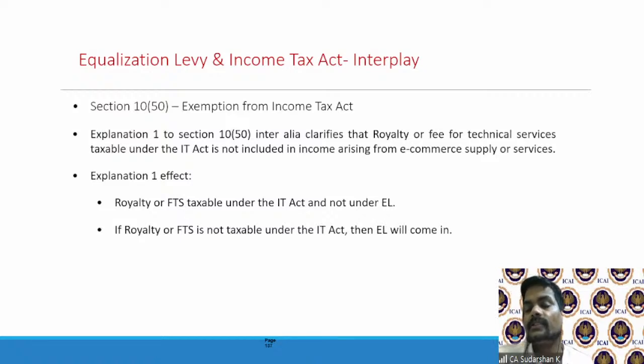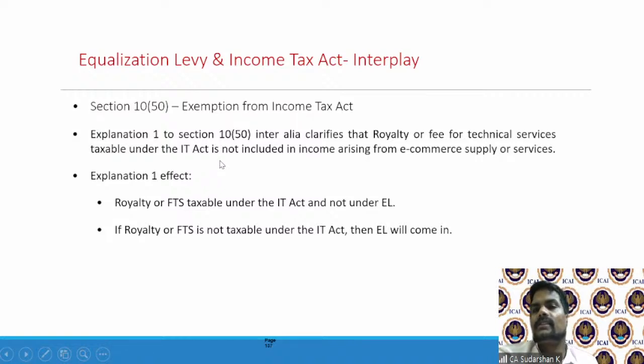Equalization Levy 2.0 is for non-resident e-commerce operators providing e-commerce supply or services to a resident in India, to a non-resident in India under specified circumstances, and to any person who is buying online sale of goods or professional services using an IP address located in India. In such situations, the non-resident e-commerce operator will have to pay on his own 2% of the consideration, 2% on the income that he has received. The only benefit in EL 2.0 for a non-resident is there is a threshold of 2 crores. If the consideration received from the specified buyers or recipients doesn't cross 2 crores, then there is no equalization levy triggering in India.